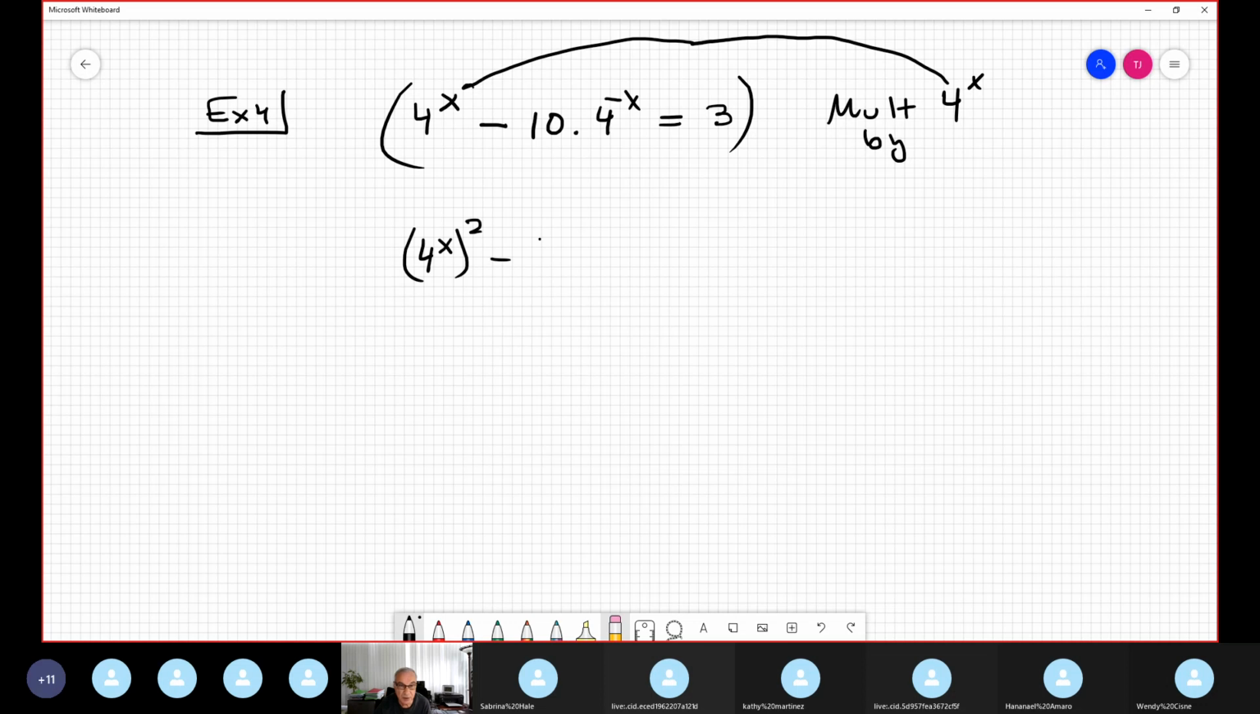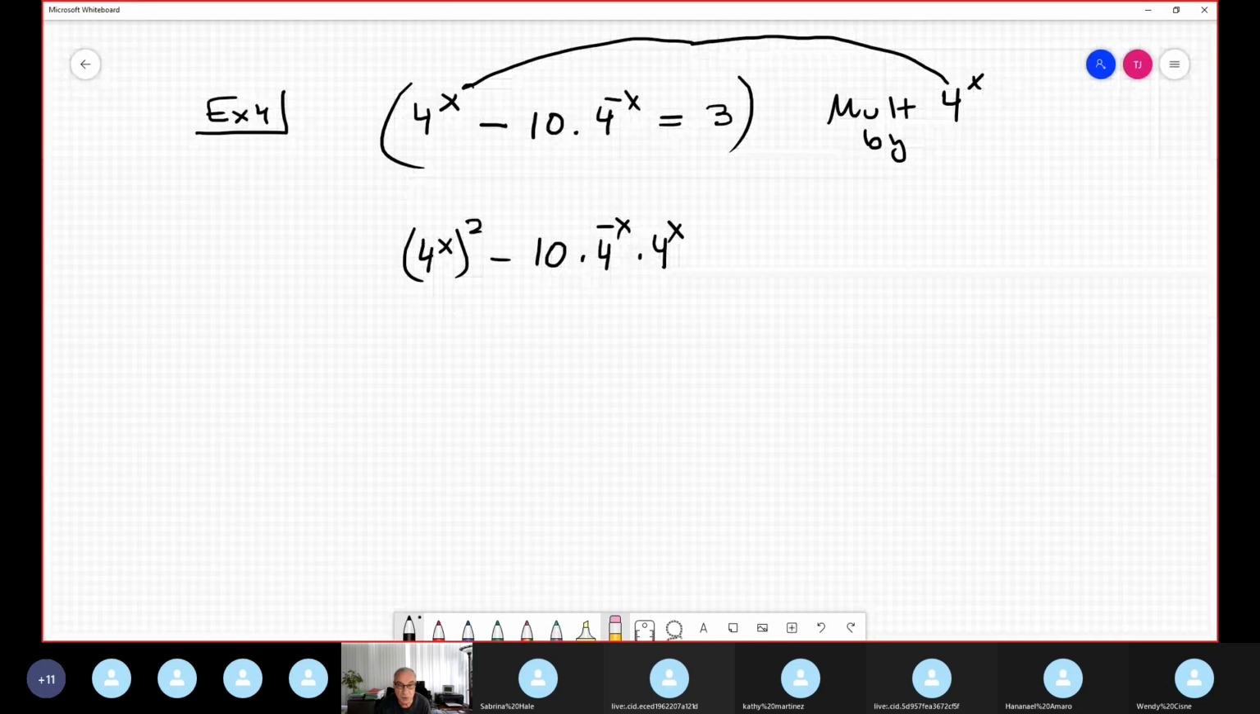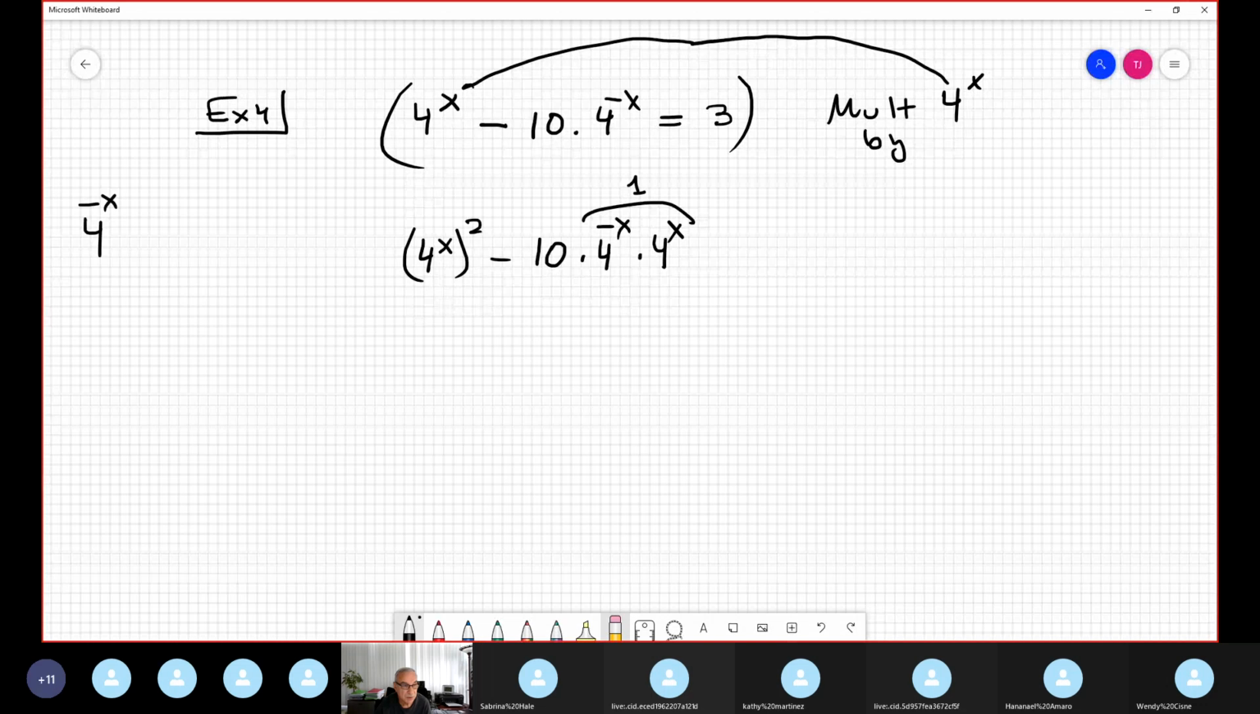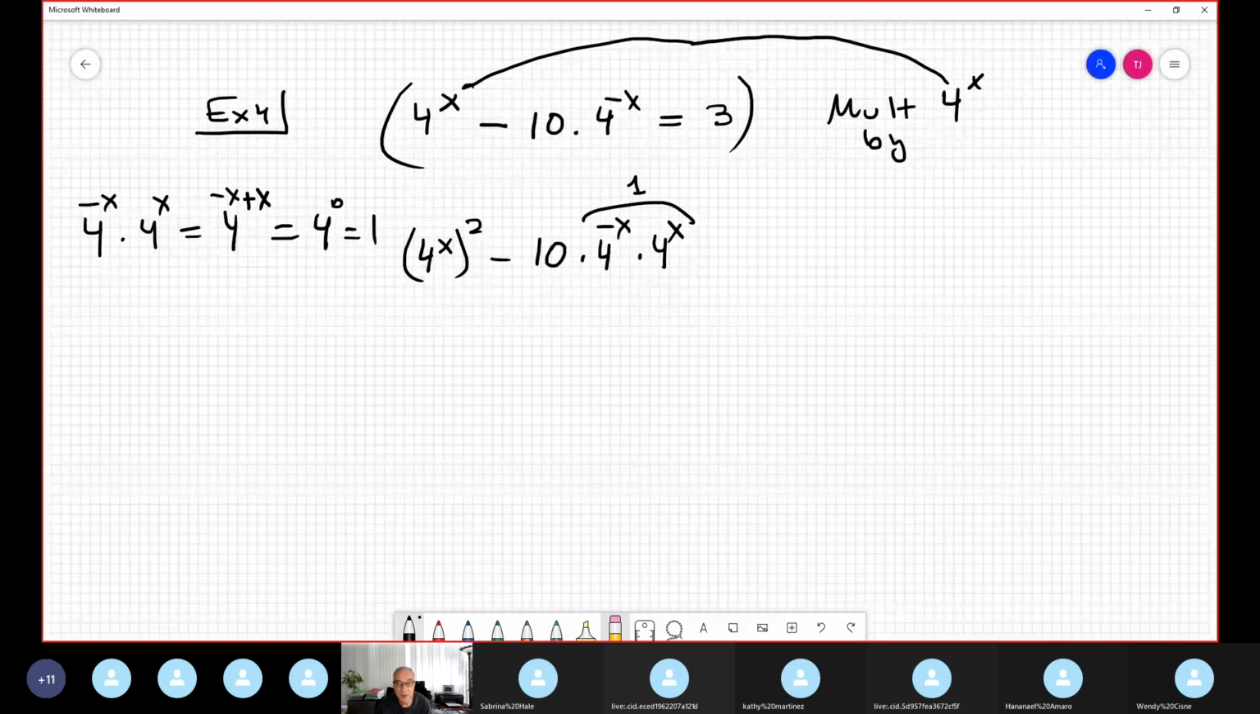Minus 10 times 4 times 4 to the x. Ooh, this is 1, because 4 to the minus x times 4 to the x is 4 to the minus x plus x, which is 0, and any number raised to the 0 power is 1. Multiplying this and this and that is 3 times 4 to the x. Okay, let me organize.